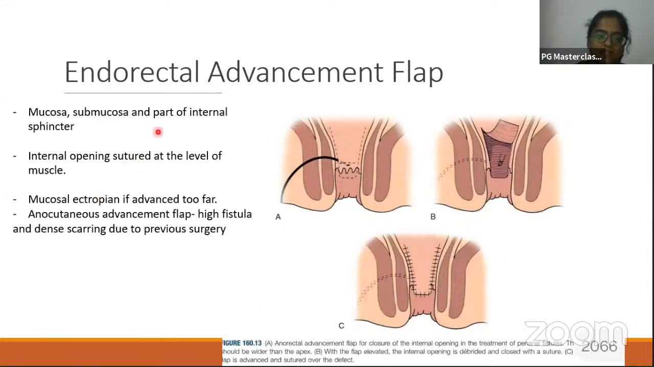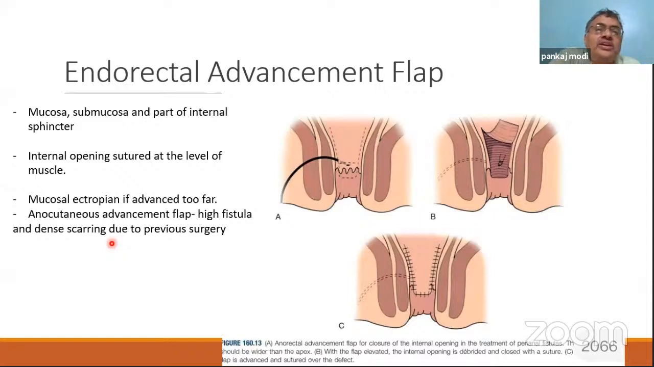So a flap is raised, which consists of these three layers. The last line is most important. Forget about this. What is that last line? In patients with a horseshoe fistula or in patients in whom previous surgery has been done, there is a lot of scarring, dense scarring. That is the usual reason this procedure is done.